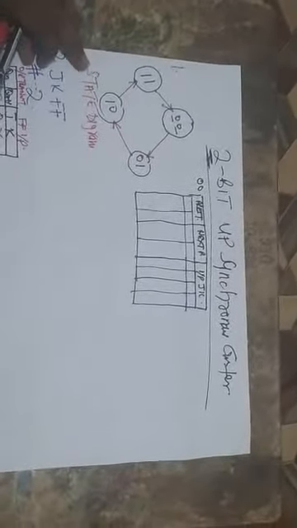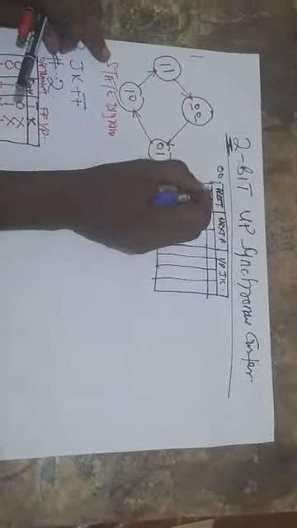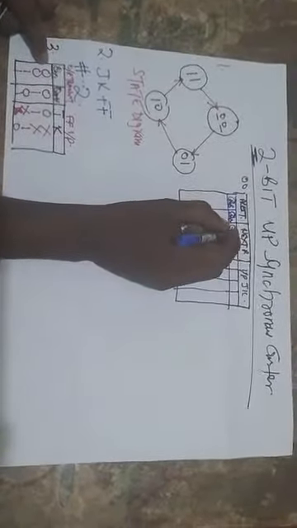Okay, so I'm going to have B here and then A here, or let me say QB and then QA. So this is the present state, QB plus and then QA plus. The arrangement can change, but be careful when you are drawing.